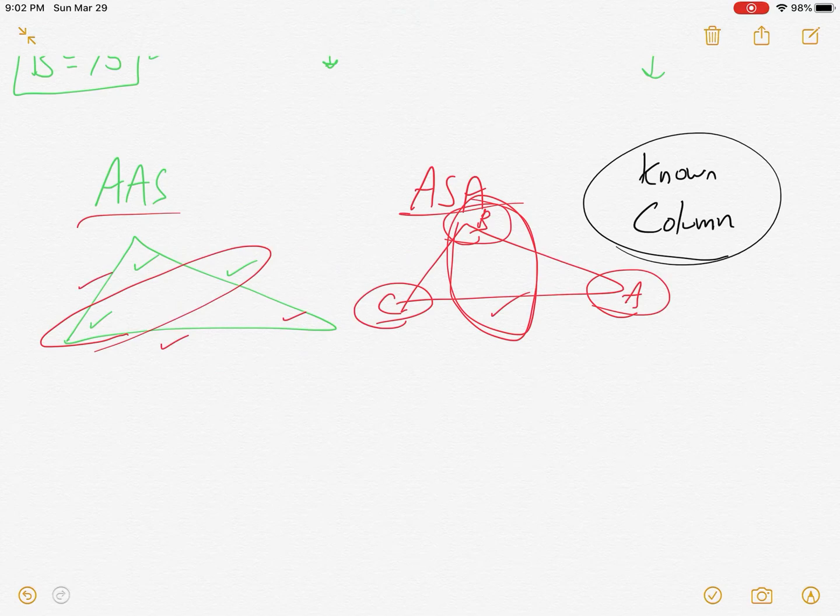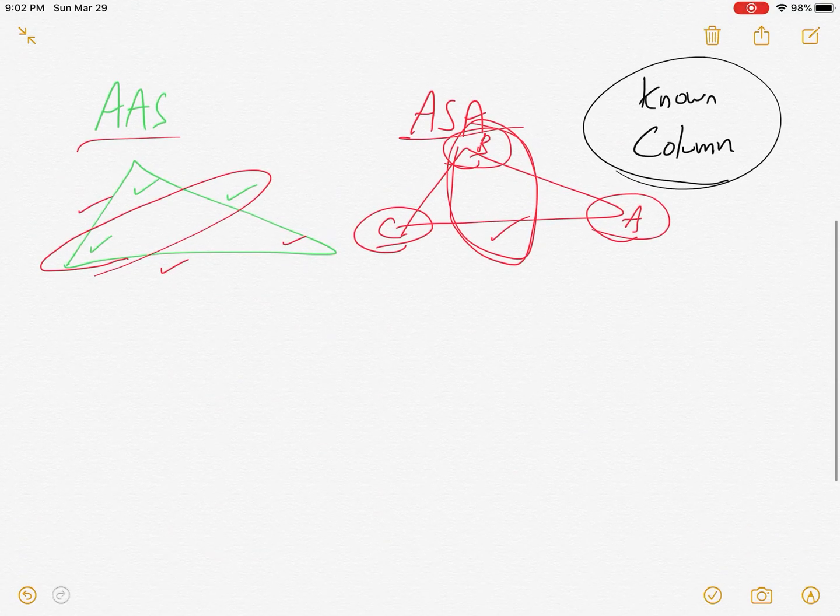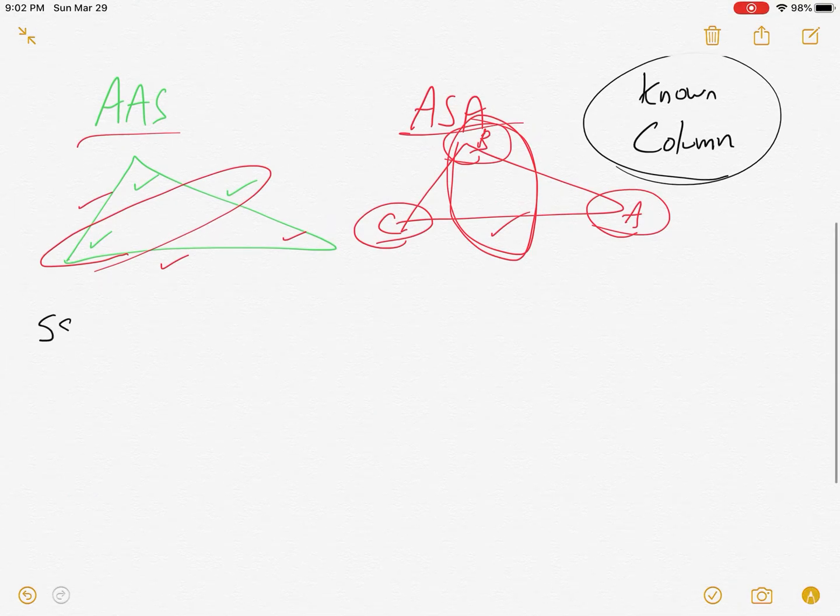But there's one case we haven't mentioned. By the way, let me just make a list of the ways to prove triangles congruent. I'm sure you want to see this reviewed. SSS, SAS, ASA, and AAS. Now there's HL, but that's for right triangles.